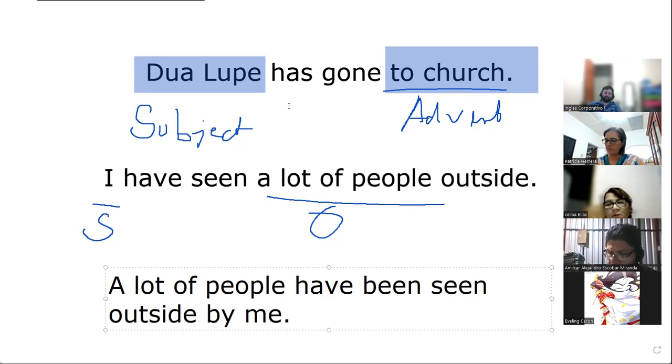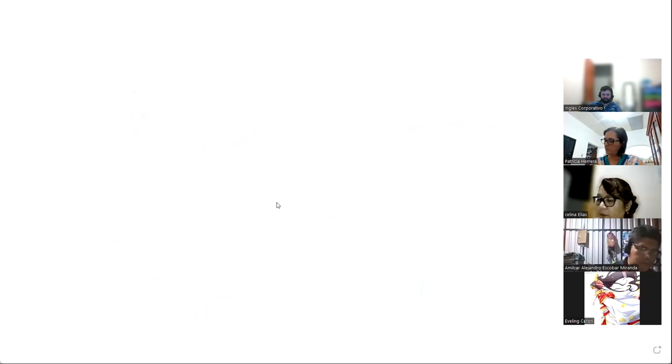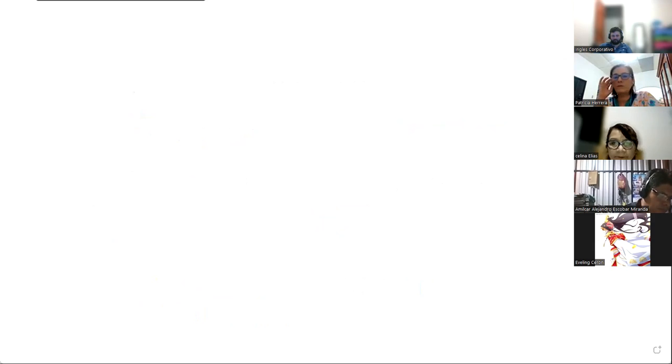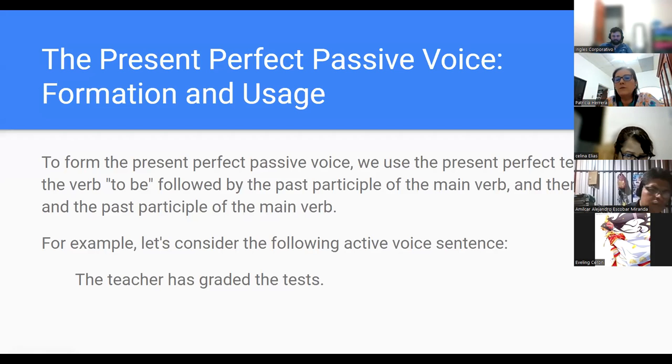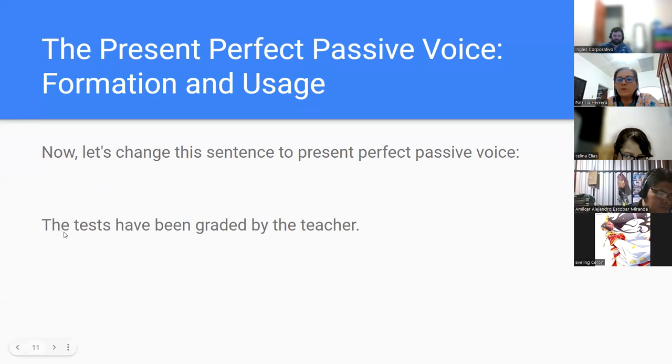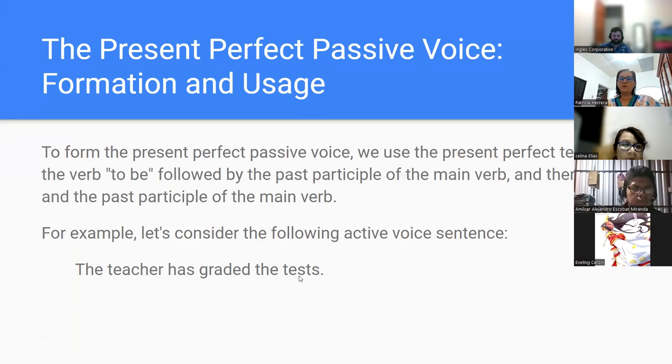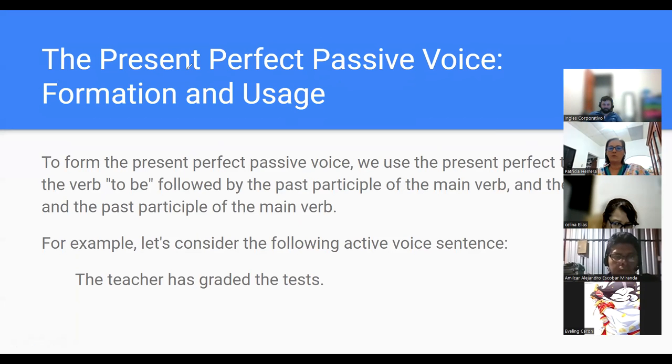All right. So guys, to turn present perfect into passive voice, you need to follow the structure that we have here, right? The tests have been graded by the teacher, right? So what do we have here, guys? Now take a look at this example, right? The teacher has graded the tests, right? That is a clear example of present perfect, okay?